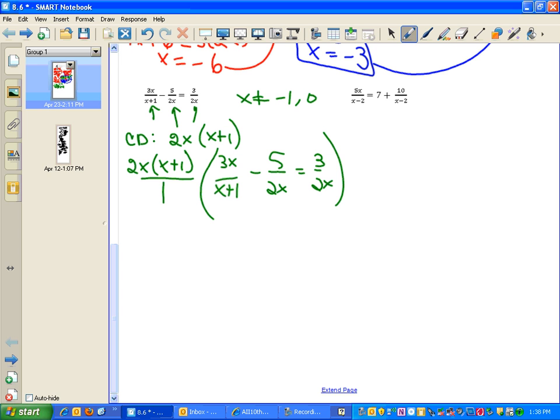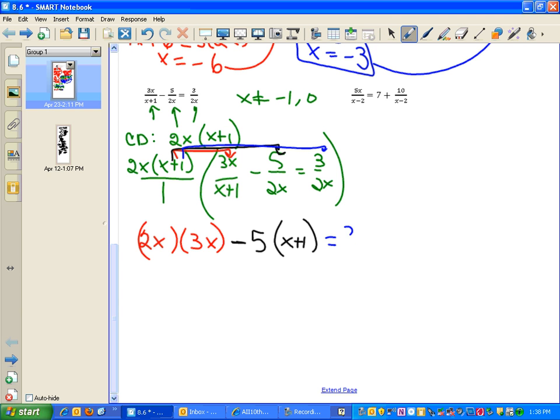So when I take it to my first term, what's going to cancel? And so I'll be left with 2x times 3x. When I take this to my second term, I'm going to have minus 5, and then what's left? Are y'all with me on this? Stop me if you've got a question. When I take this mess to my last term, after the equal sign, I'm having 3 times what? Y'all good?